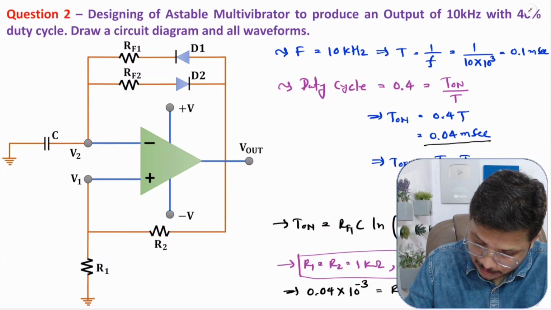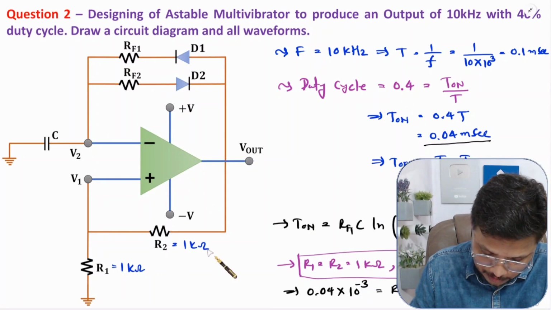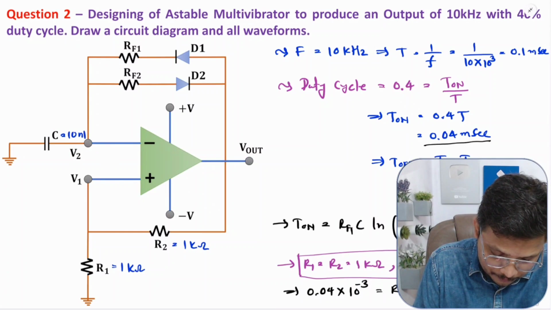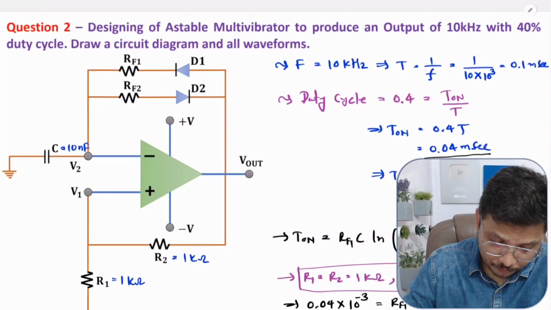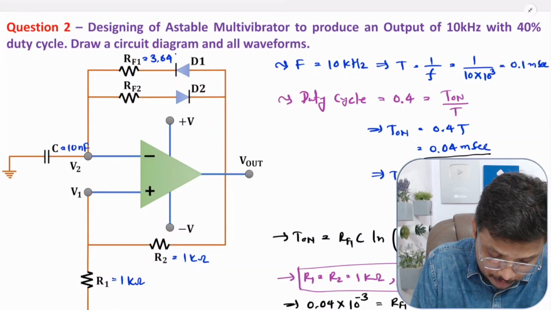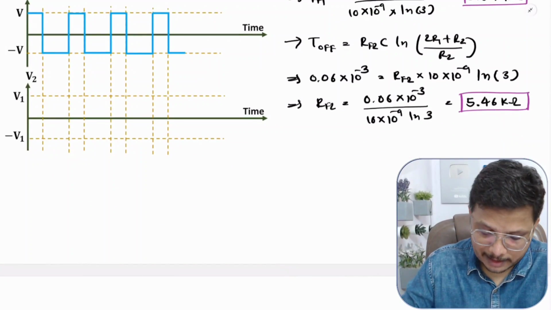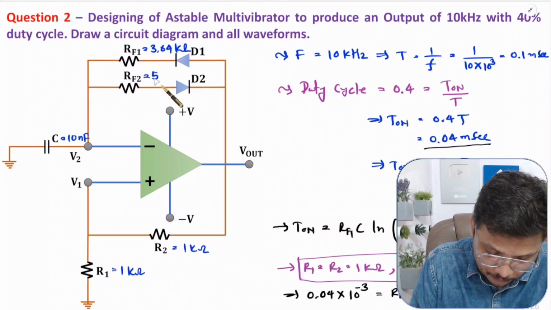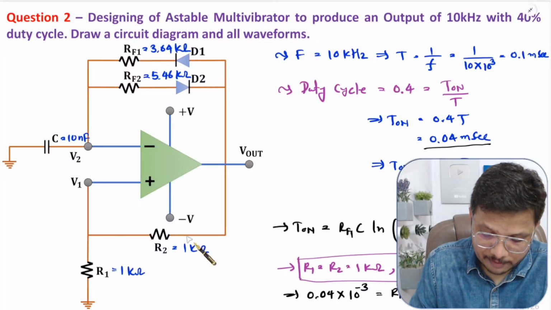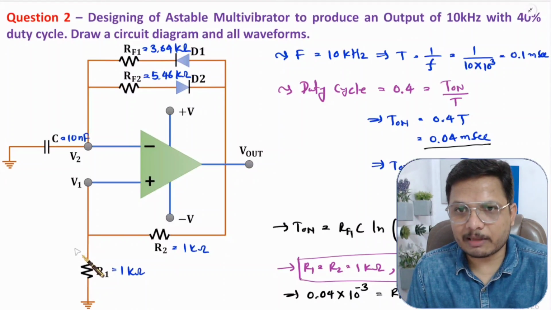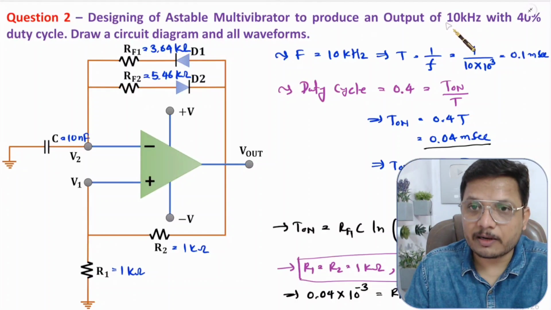So R1 that we have selected is 1 kilo ohm. R2 is 1 kilo ohm. C is 10 nano. Rf1 that we have calculated is 3.64 kilo ohm, and Rf2 that we have calculated is 5.46 kilo ohm. And if you have these components, then with this circuit we will be having an asymmetrical astable multivibrator, right? That is having a duty cycle of 40% and a frequency of 10 kilohertz.